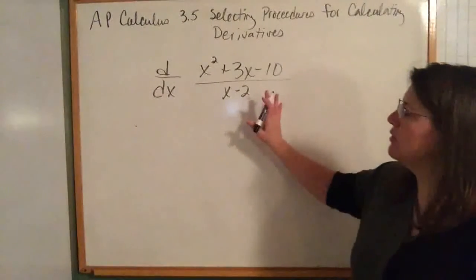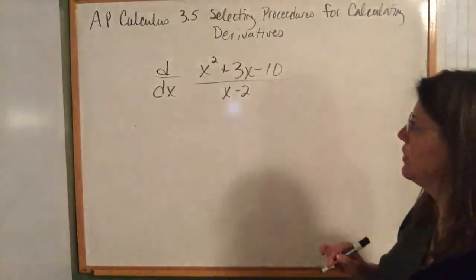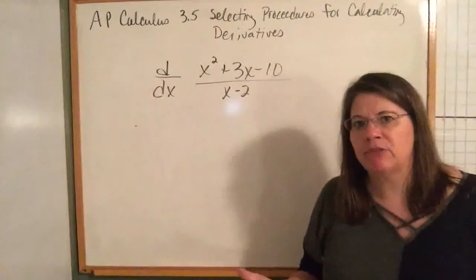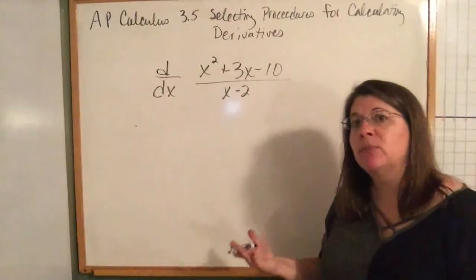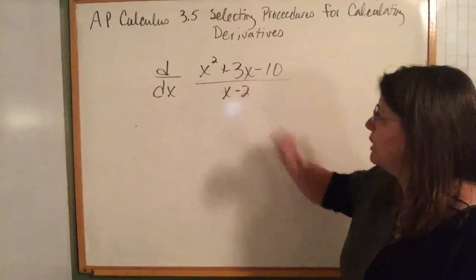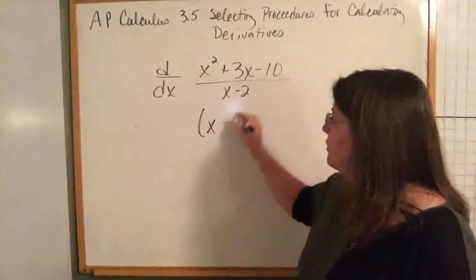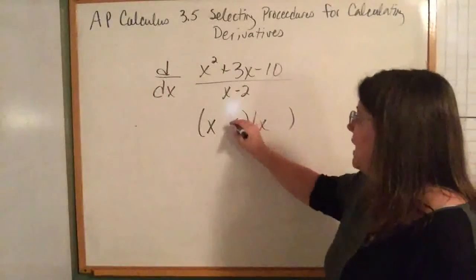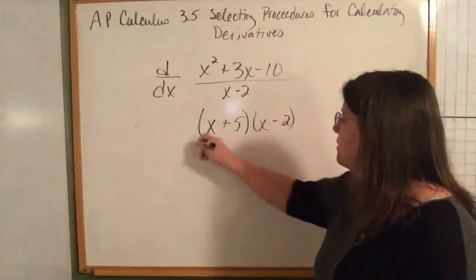Here they want me to take the derivative of x squared plus 3x minus 10 all over x minus 2. The first thing I'm going to try to do is factor to see if anything will cancel out, because if I can make it simpler, it'll make the derivative easier. So are there factors of 10 that subtract to give you 3? I'm thinking 5 and 2 would work. So let's say x and x. We've got a 5 and a 2. Signs are different. The 5 gets the plus, the 2 gets the minus.